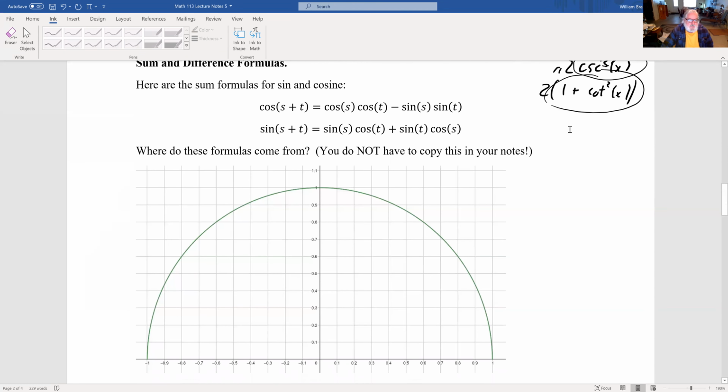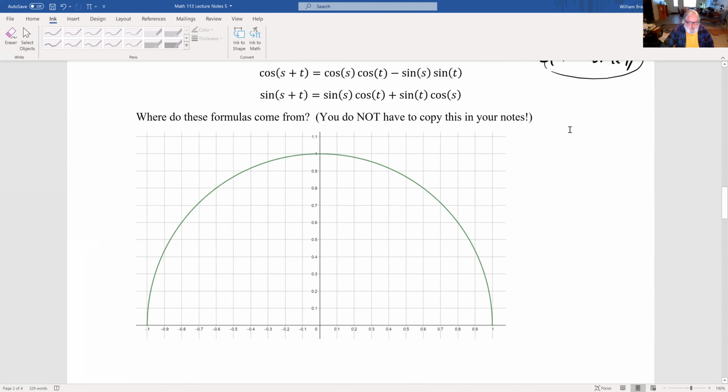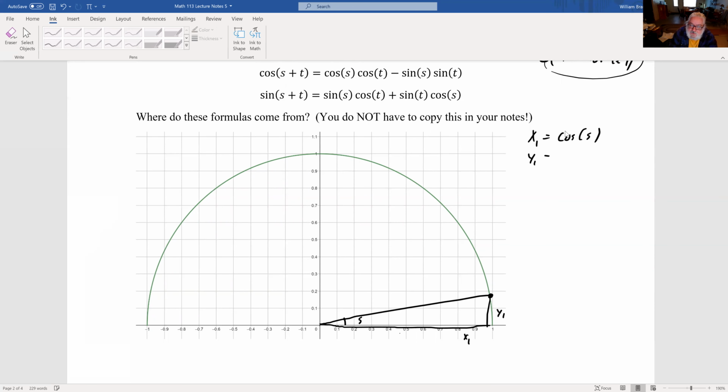Okay, so sum and difference formulas. Here are the sum and difference formulas for sine and cosine. I'm going to draw out where these come from. You don't need to copy this down if you don't want. It's just here's where these two things come from. So suppose I have one angle that I'll call S, and at this point here, we'll call the part along the x-axis x1 and y1. That tells me that x1 is cosine of S because it is the x-coordinate, the adjacent. y1 is sine of S, the opposite. And this is the unit circle, right? So my hypotenuse is just 1.